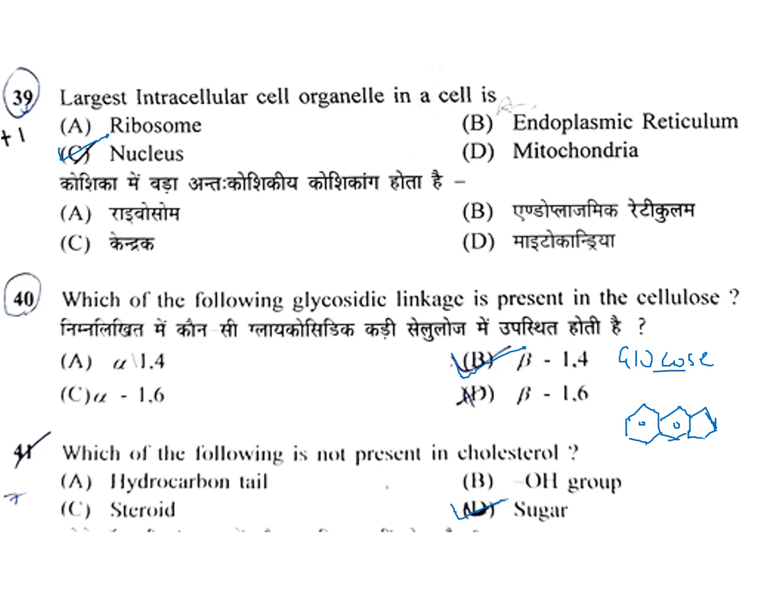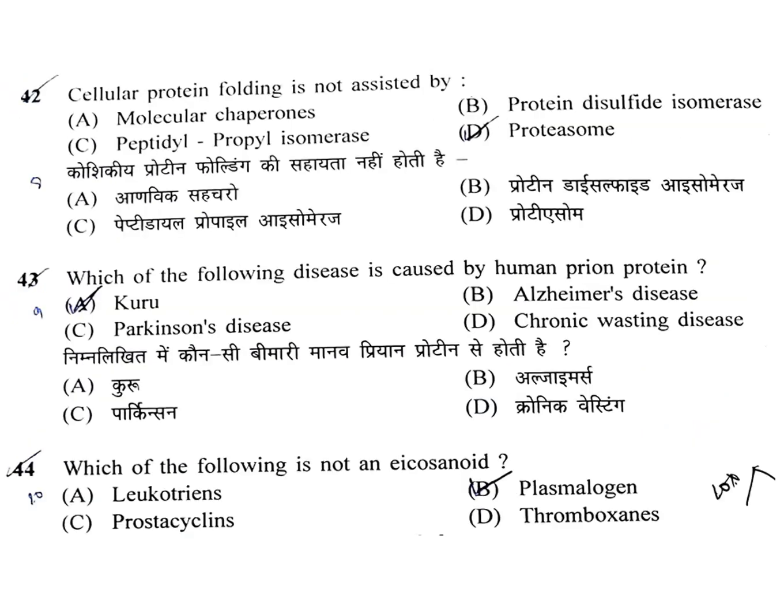4, 3, 6 carbon, and then there is one 5 carbon ring, and to these there are different OH groups attached and there are fatty acids attached, a hydrocarbon tail. So there is no sugar in the cholesterol.